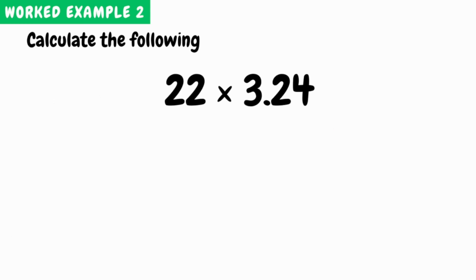For this next example, we've got 22 multiplied by 3.24. Again, we're going to use exactly the same method here. The first thing we're going to do is count how many decimal places there are in each number. Again, because in this video we're focusing on multiplying integers by decimals, we know this first number, being a whole number, is going to have 0 decimal places. And then for this 3.24, we have 2 decimal places. I'm now just going to add these two numbers together. So 0 add 2 is going to give me 2. So we know that our final answer will be to 2 decimal places.